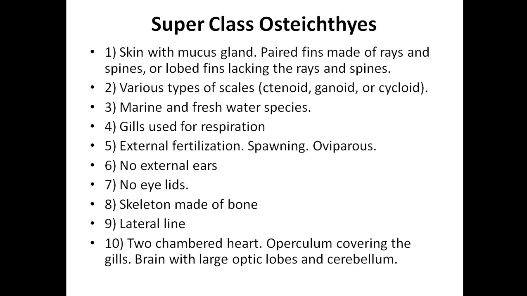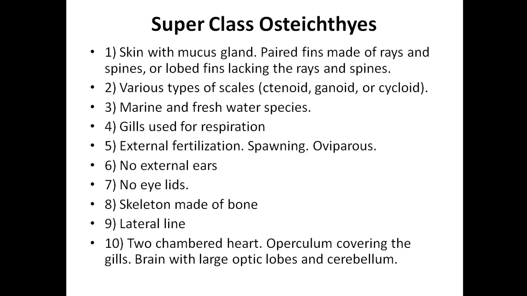Then the body is externally covered by scales. What type of scales do they have? They have ctenoid, ganoid or cycloid scales. But in case of the Chondrichthyes, you have seen it is the placoid scales. But here in Osteichthyes, it is the ctenoid, ganoid or cycloid scales. So this class includes both marine and freshwater species. Unlike the Chondrichthyes, where a maximum number of species were marine, here you can see these bony fishes in both marine as well as freshwater.